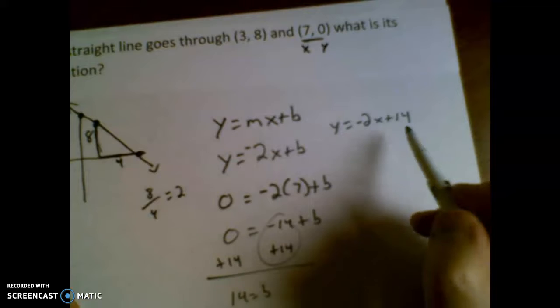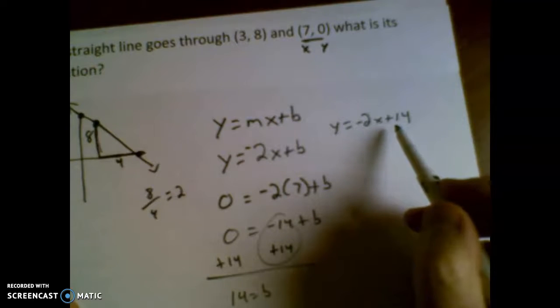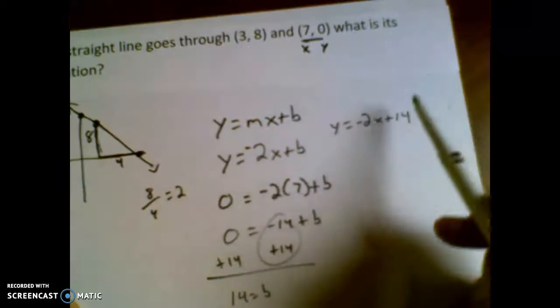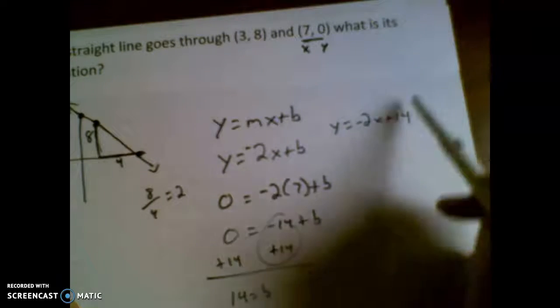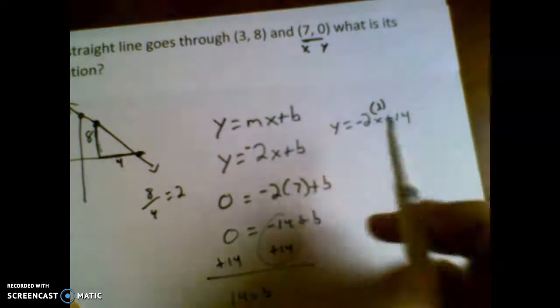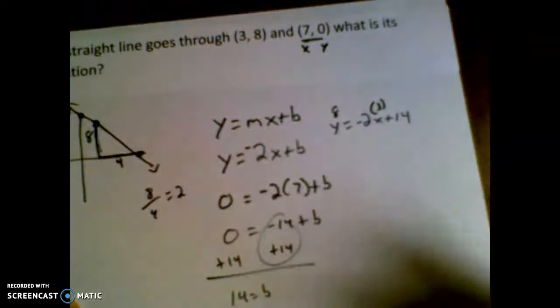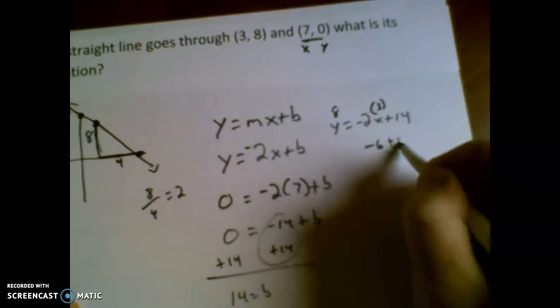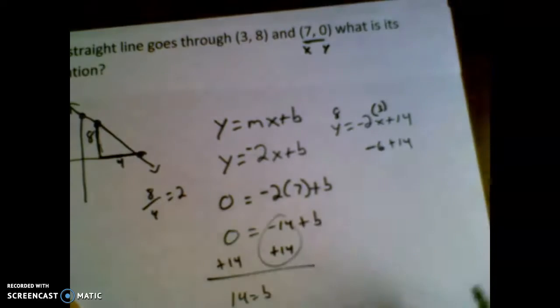And if you're wondering how can you check to see if that is the correct equation, put this coordinate into that equation. See if it works. So now if x is 3 and y is 8, is that true? -2 times 3 is -6 plus 14, sure enough, gives me 8.